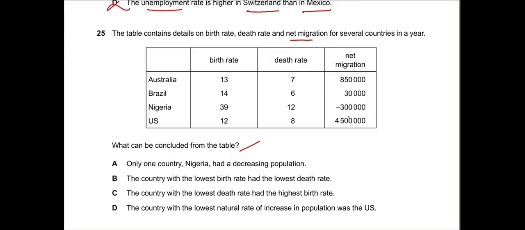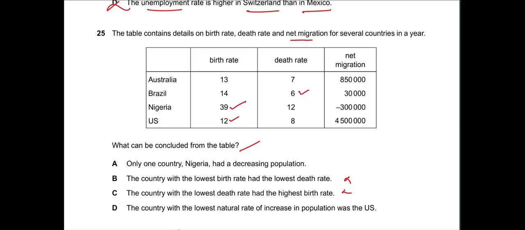I can't say this. This doesn't make sense to me. The country with the lowest birth rate had the lowest death rate. So the lowest death rate is 6 and the lowest birth rate is 12 over here. So again, this doesn't make sense. The country with the lowest death rate, that is 6, had the highest birth rate. Again, the lowest death rate is 6, the highest birth rate is Nigeria, that is 39. Again, both of them are eliminated.